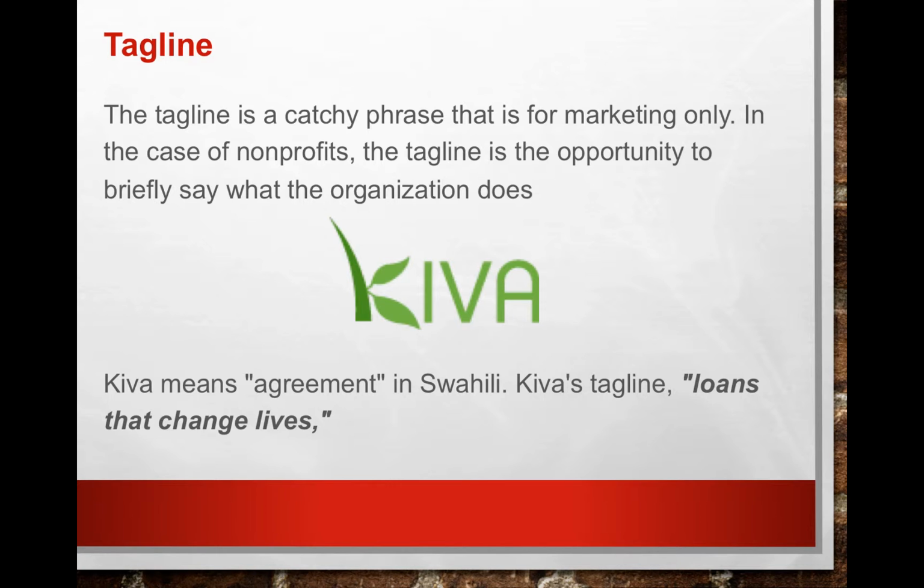Kiva means agreement in Swahili. It's a language that not too many people speak. So what they did was create a tagline, loans that change lives, that explains by itself the mission and work of the organization.